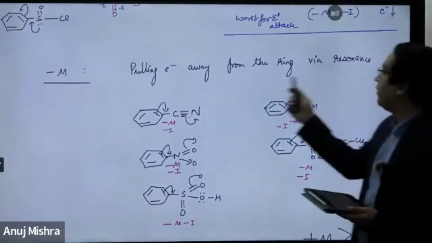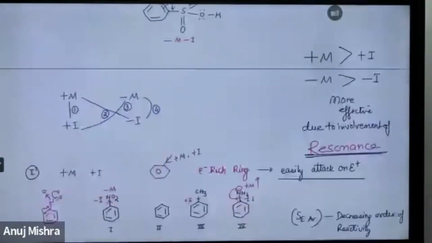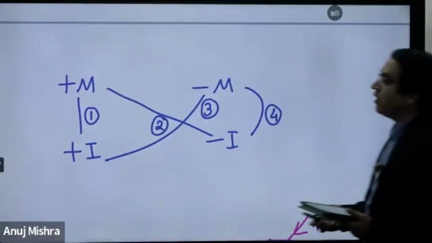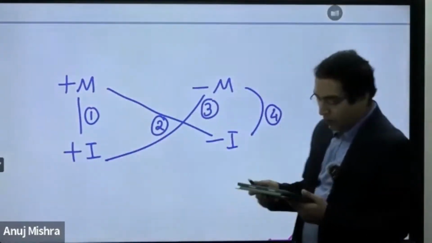Minus M is pulling electron away from the ring via resonance. I have shown you examples earlier. You've written it down. No need to copy again. So technically, you have four possible scenarios: plus M minus I, plus M plus I, minus M minus I, minus M plus I. 1, 2, 3, 4.